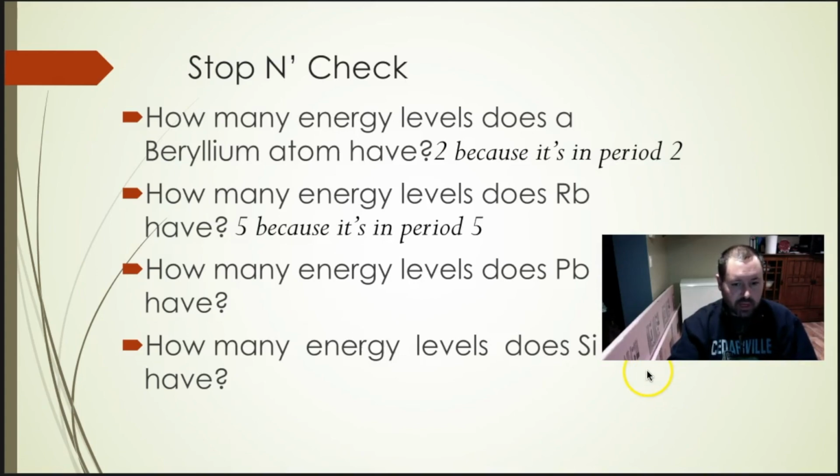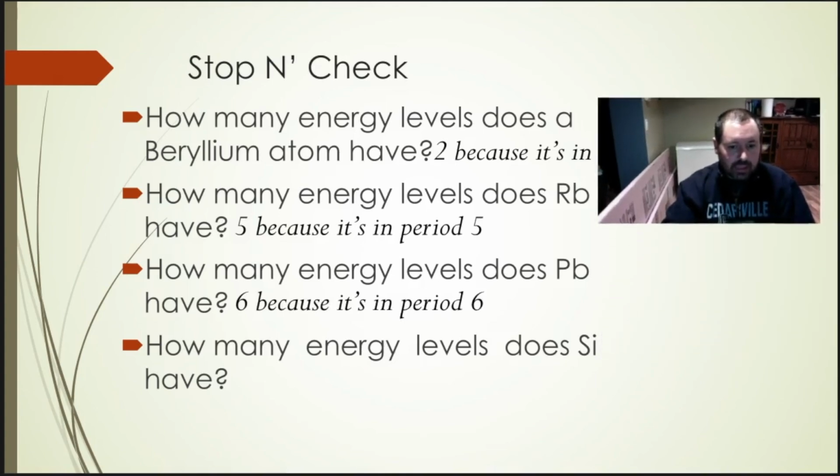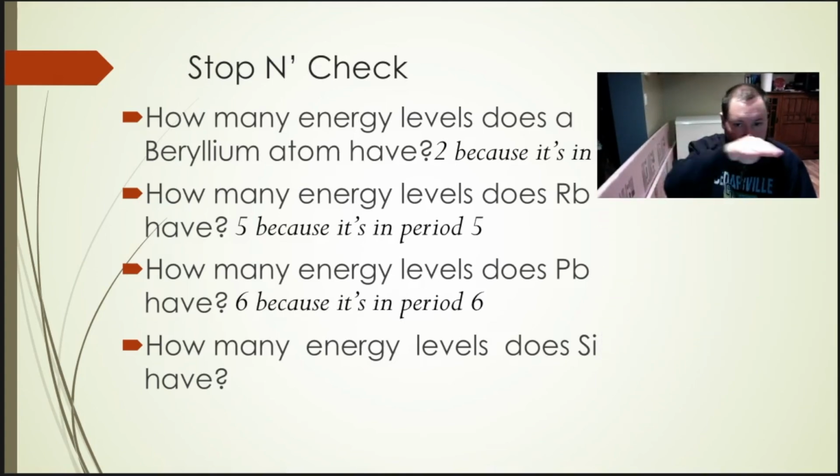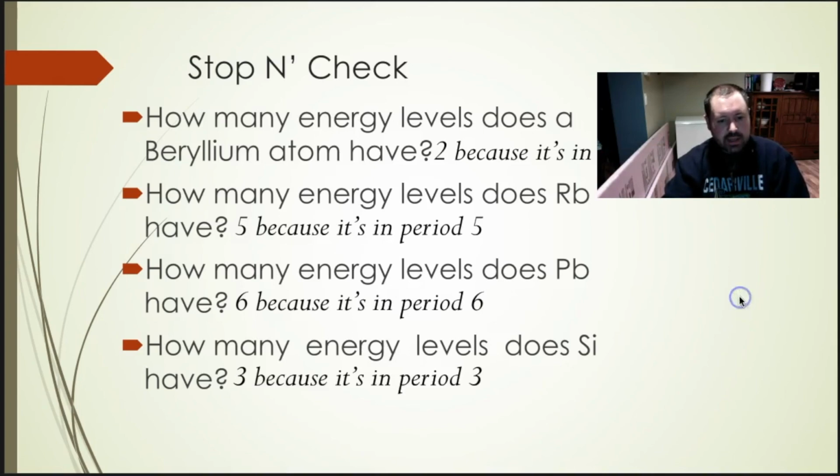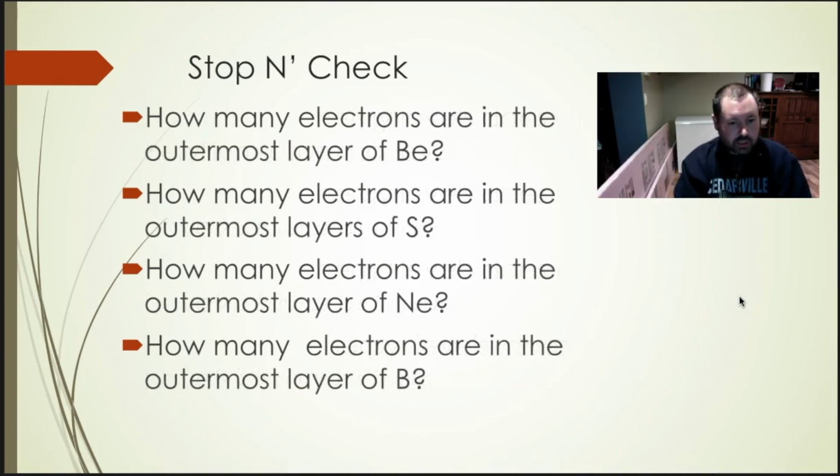It's in period 5. What about lead? Lead is in period 6. So it's got 6 valence electrons. And lastly, silicon, it's a little bit further to your right. Silicon, it's got 3 electron shells because it's in period 3. So remember, the period determines the number of electron shells.